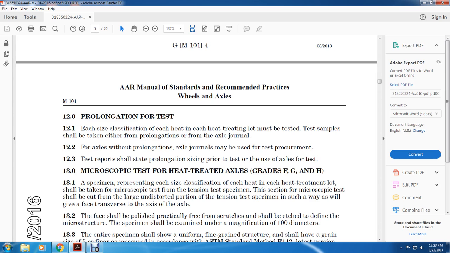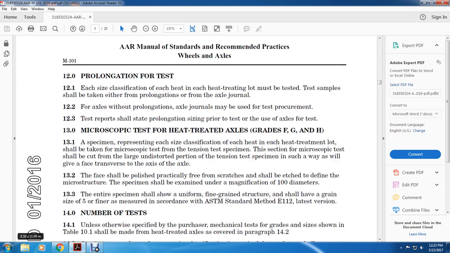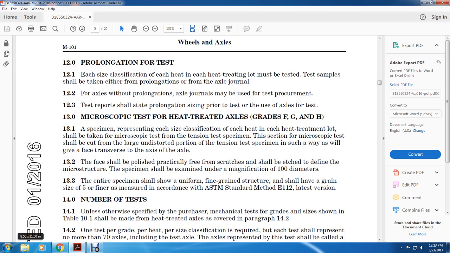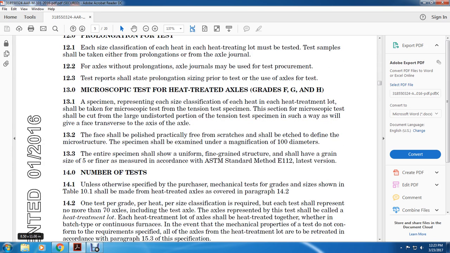A specimen representing each classification, each heat and heat treating lot shall be taken with a microscopic tension test specimen. The specimen for the microscopic test shall be cut from a large undistorted portion of the tension test specimen in such a way that it will give a transverse section to the axis of the axle. The face shall be polished practically free of scratches and shall be etched to define the microstructure. The specimen shall be examined under a magnification of 100 diameters.